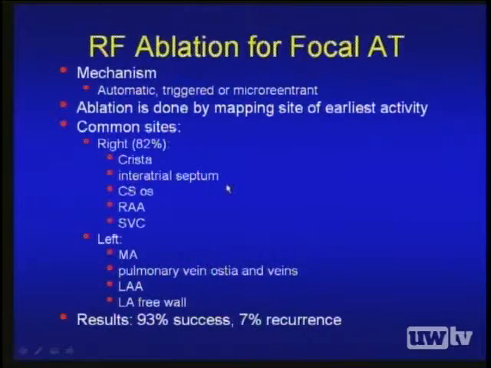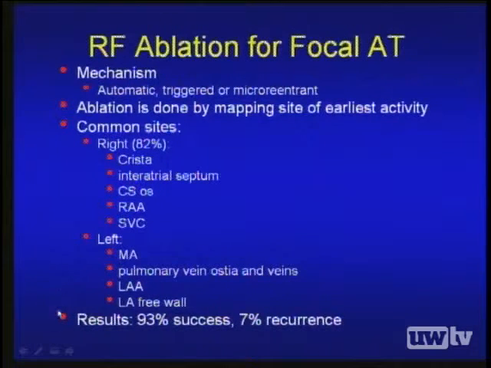Radiofrequency catheter ablation for some atrial tachycardias actually can be highly effective. So those rhythms that have a single spot that you can identify somewhere in the heart can be mapped and ablated. The common sites, fortunately, are places that we can get to with catheters. Most of these occur on the right side of the heart, either along the crista terminalis, in the interatrial septum, at the os of the coronary sinus, in the right atrial appendage, or around the superior vena cava. On the left side, they're found around the mitral annulus, around the ostia of the pulmonary veins, at the left atrial appendage, or in the left atrial free wall.